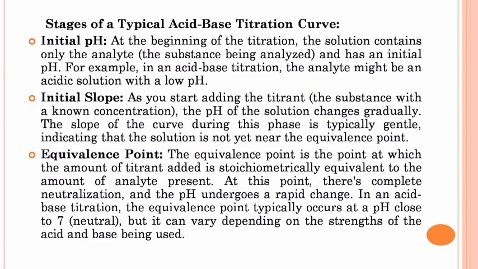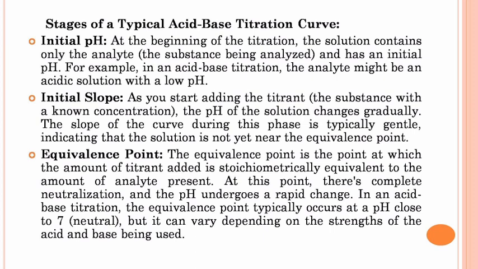Stages of a typical acid-base titration curve. First, initial pH. At the beginning of the titration, the solution contains only the analyte, the substance being analyzed, and has an initial pH. For example, in an acid-base titration, the analyte might be an acidic solution with a low pH. Second, initial slope. As you start adding the titrant, the substance with a known concentration, the pH of the solution changes gradually. The slope of the curve during this phase is typically gentle, indicating that the solution is not yet near the equivalence point.